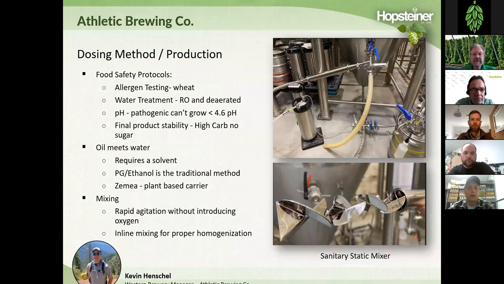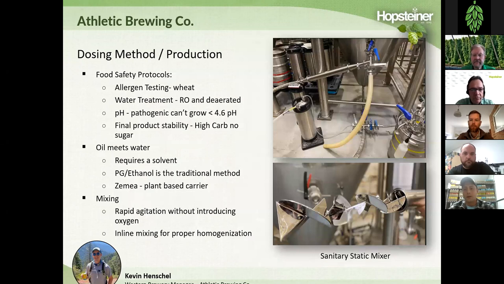So the dosing method and production. We don't have a fancy injection system as of yet. Essentially the goal is to inject the hop oils using PG and ethanol. And we're also testing another carrier currently, just to try to make it as natural as possible. We mix them up in the corny, then shake and agitate it to get the emulsion itself mixed up.